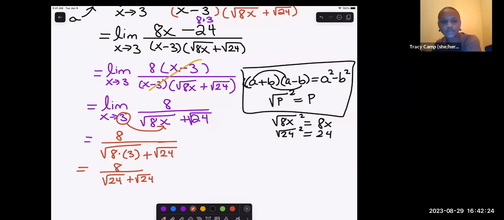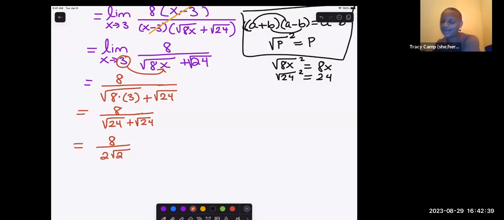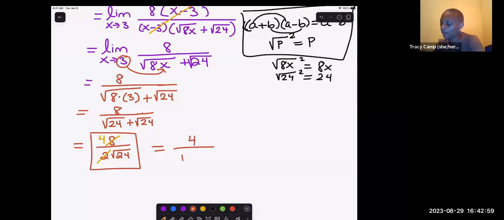8 times 3 is 24. So I end up with 8 over root 24 plus root 24, which is 8 over 2 root 24s, right? And now I can simplify if I want. For example, I bet they'll just accept the answer like this, but I can simplify. One thing I know is that 2 goes into 8 4 times, right? So I can write this as 4 over square root of 24.